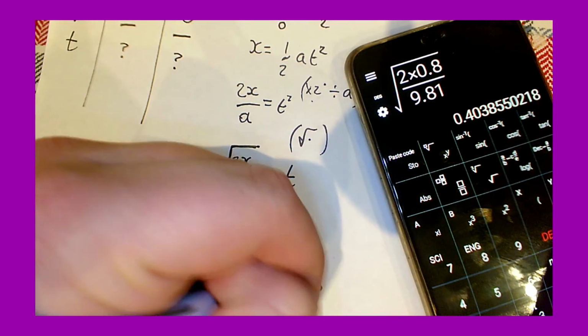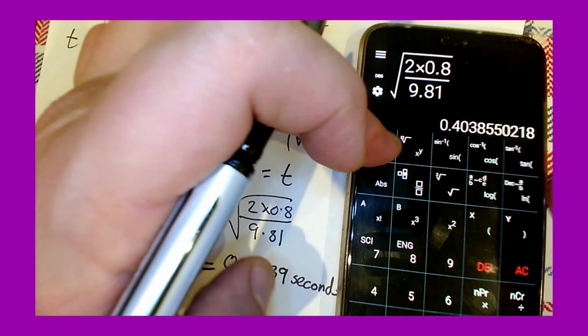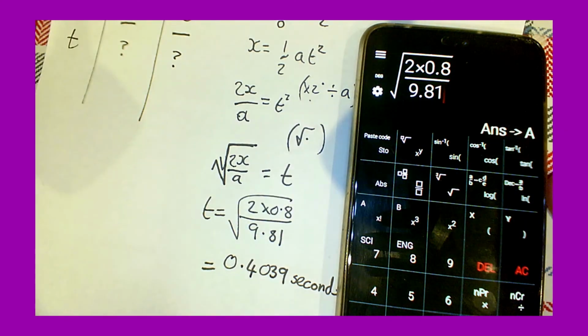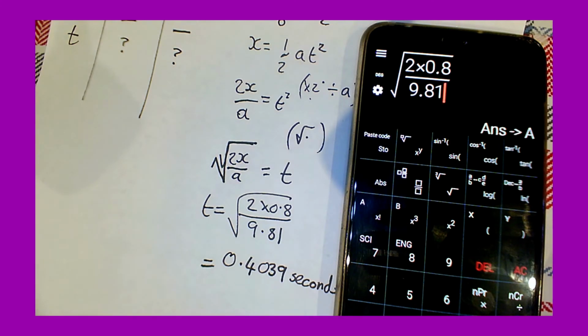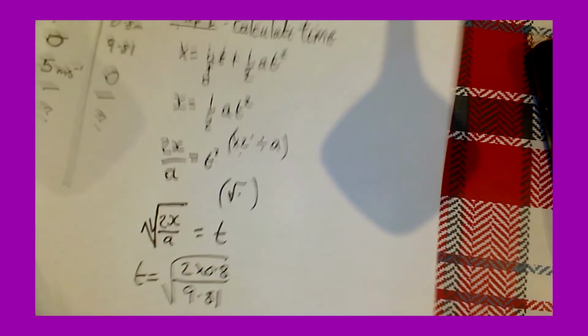0.4039 seconds. Now, because this is a multi-step equation, what we're going to do is store that time in the memory, so we know we've got it if we need it for later on. Well, we are going to need it. Right.